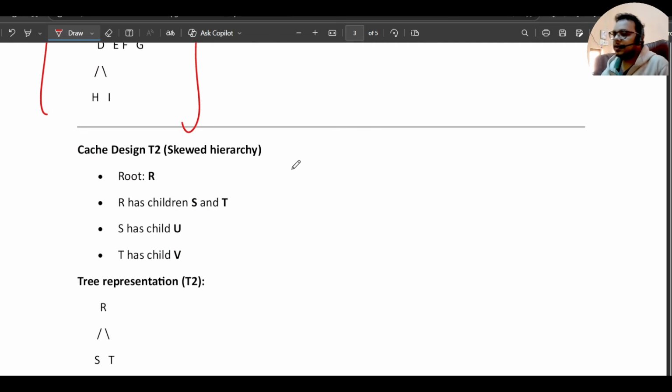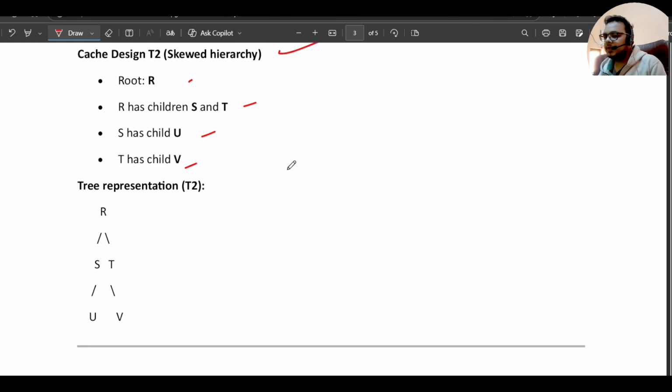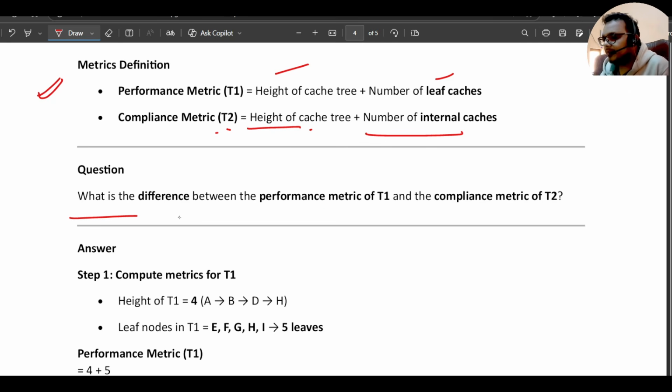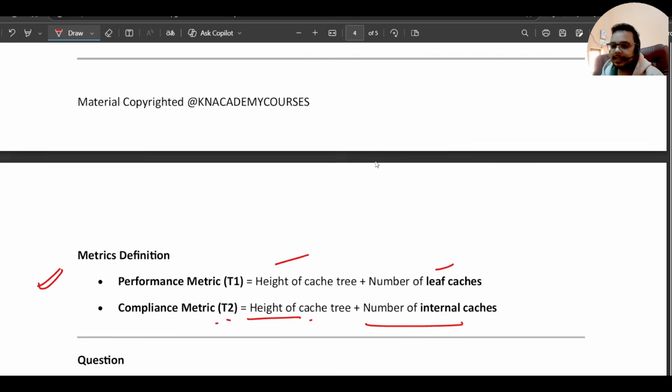Cache design T2, skewed hierarchy. Root is R, which has children S and T. S has child U, and T has child V. Now, the metric definition: the performance metric of T1 is the height of the cache tree plus the number of leaf caches, and the compliance metric of T2 is the height of the cache tree plus the number of internal caches. Don't be scared, I will explain what they are saying. What is the difference between the performance metric of T1 and the compliance metric of T2?